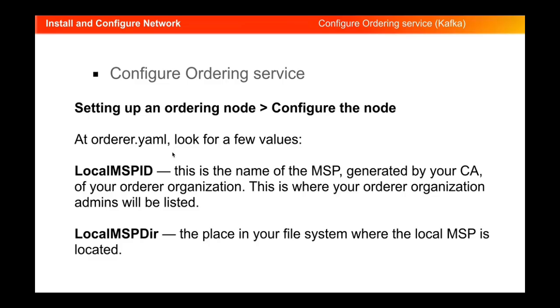Next step is configuring the node. In orderer.yaml, you have certain properties, and we will visit some important ones here. You have LocalMSPID. This is the name of the MSP generated by the certification authority of your orderer organization. This is where your orderer organization admins will be listed. And you have the property LocalMSPDir, which is the directory. This is the file system location where your local MSP is located.